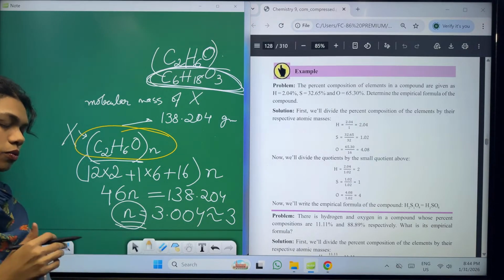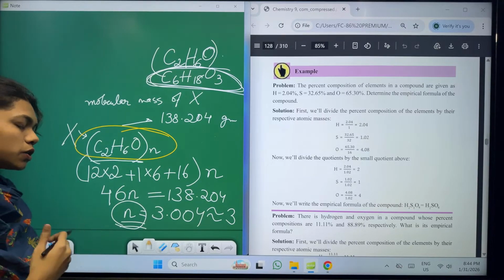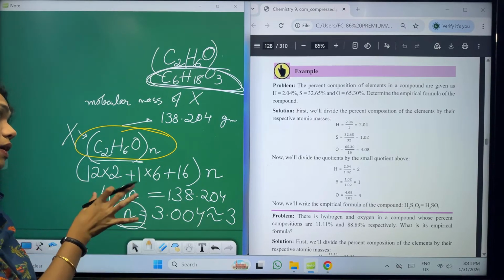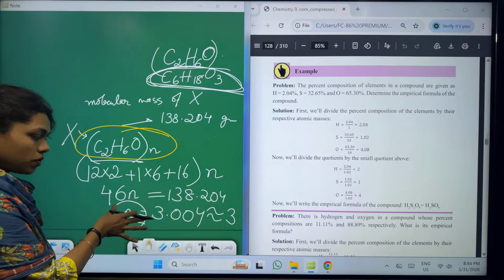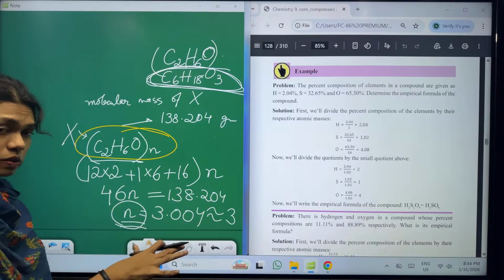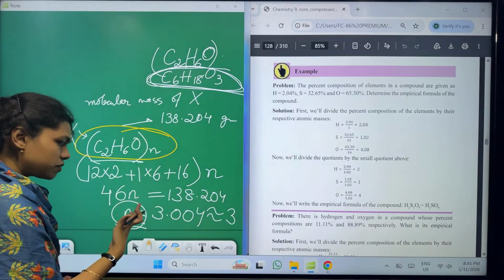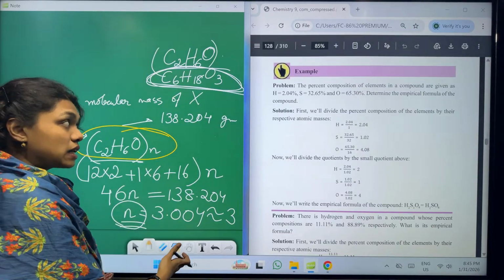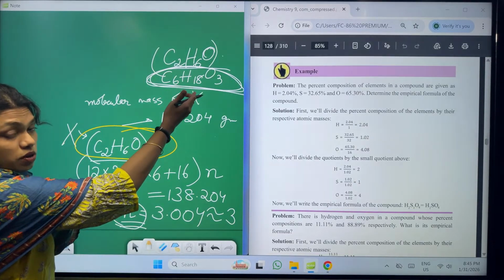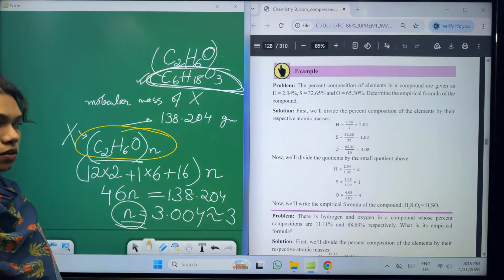So I have the answer to both questions, my empirical formula and my molecular formula. Whenever you're given the molecular mass of a compound, this is exactly how you can find the value of n. Always approximate these numbers in order to create a perfect ratio and a perfect value of n, and then multiply each number of atoms with this n, and you'll get your desired molecular formula.